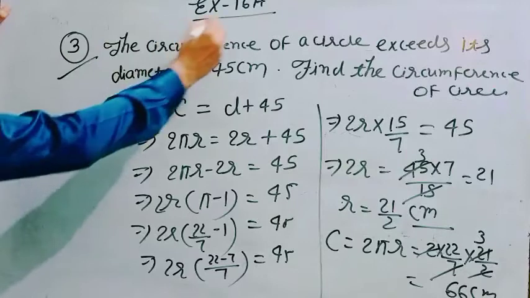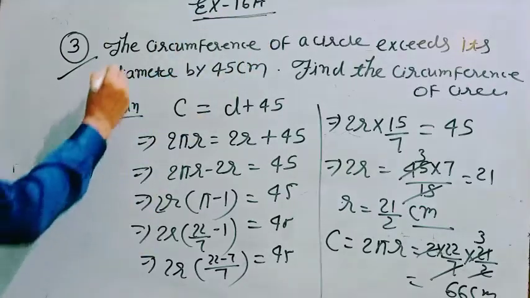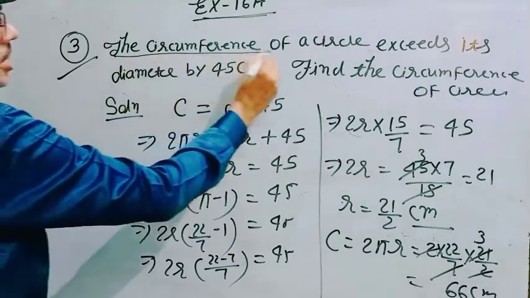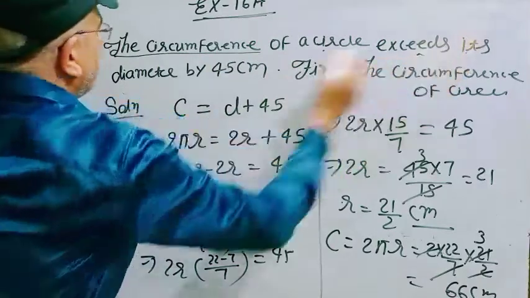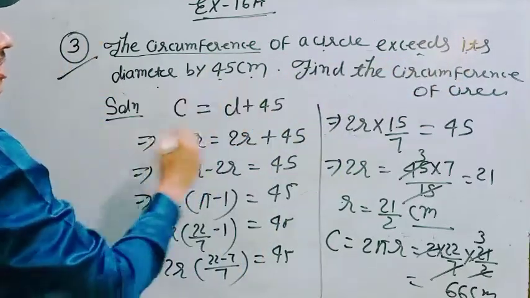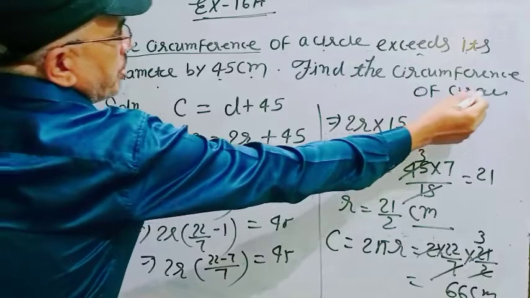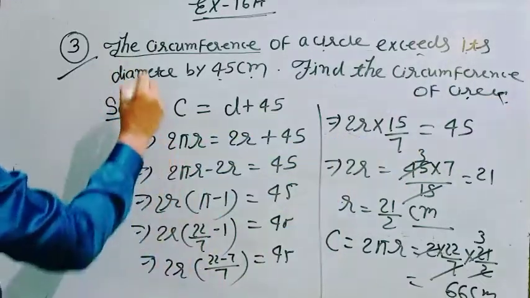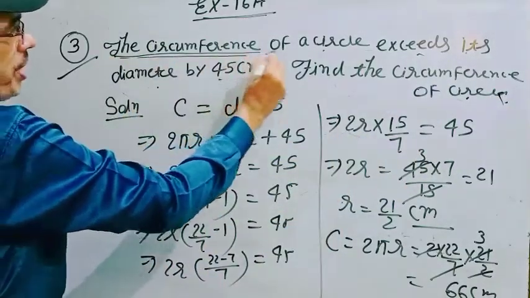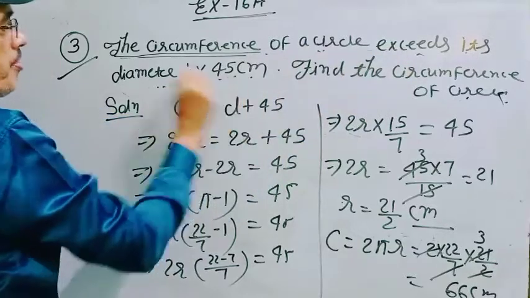Question number 3 of exercise 16a. The question is that the circumference of a circle exceeds its diameter by 45 cm. Then find the circumference of the circle. Here the condition given is that the circumference of the circle exceeds its diameter by 45.